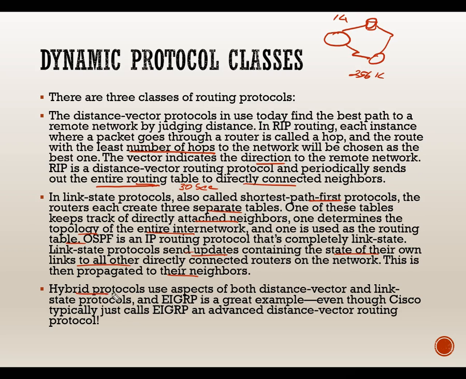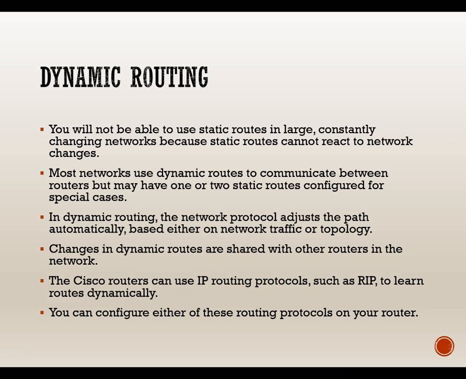The third one's a hybrid protocol. So this one is RIP in the protocols that we're going to do. This one is OSPF. Then this one is EIGRP. Hybrid contains the aspects of both distance vector and link state, and EIGRP is a great example. Cisco typically calls it an advanced distance vector routing protocol, so you may see it called either that. It is typically going to be the one that we call a hybrid protocol.